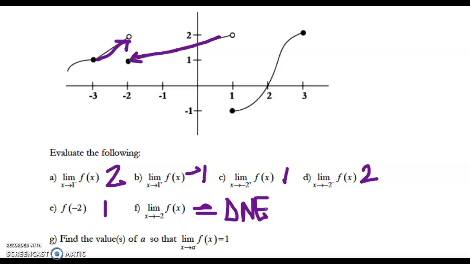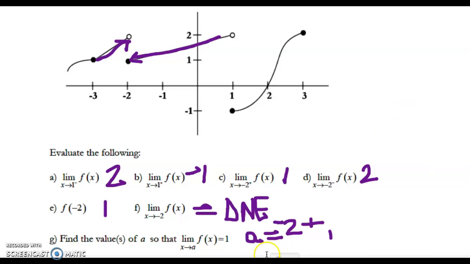And then lastly, it asks me, find the value or values of a so that for any value of a here, the limit of the function will equal 1. So, okay, where are the different places where the function will target 1? Well, we already have 1 right here. We would say if a is equal to -2, from the positive side, that would be a value of a that would work.